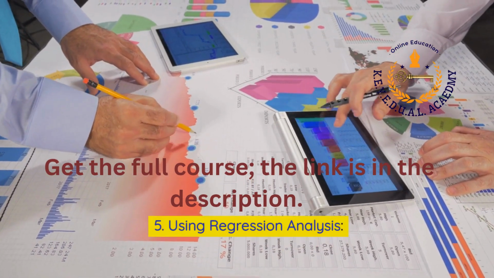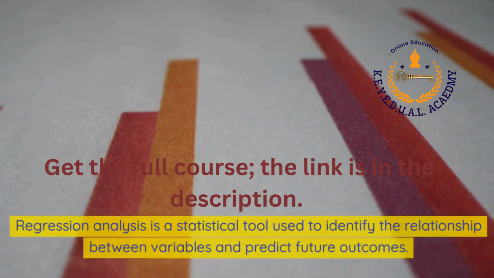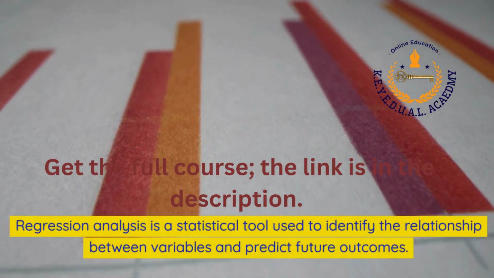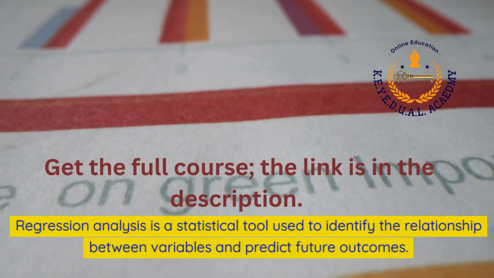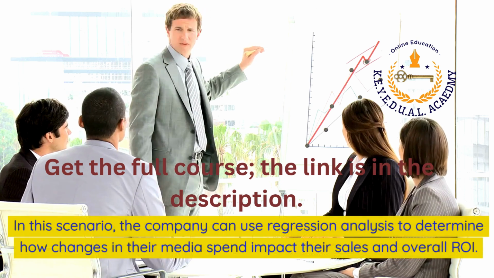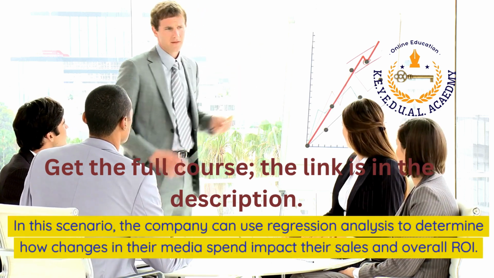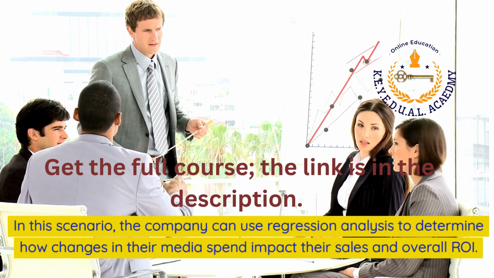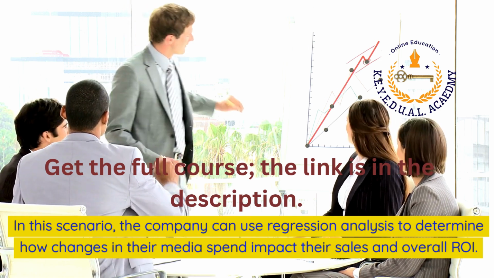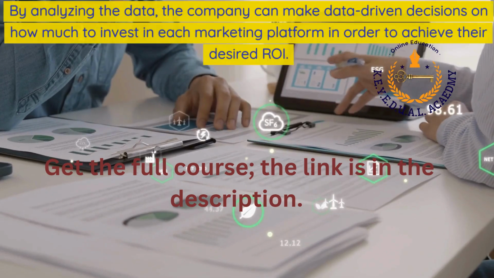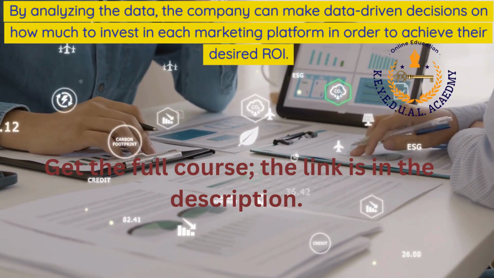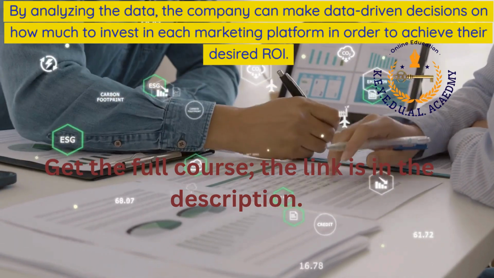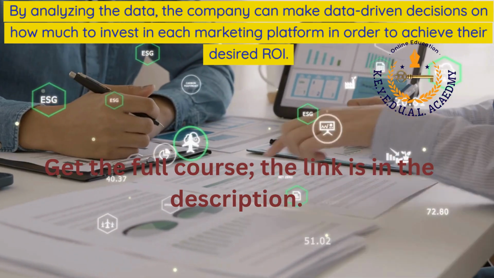5. Using regression analysis. Regression analysis is a statistical tool used to identify the relationship between variables and predict future outcomes. In this scenario, the company can use regression analysis to determine how changes in their media spend impact their sales and overall ROI. By analyzing the data, the company can make data-driven decisions on how much to invest in each marketing platform in order to achieve their desired ROI.